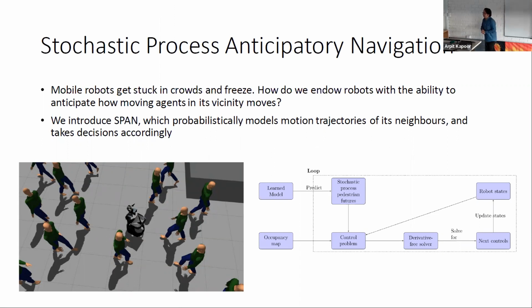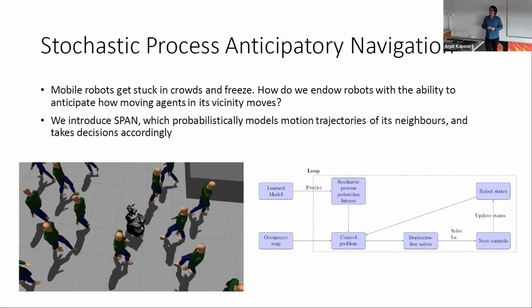The framework that is presented is stochastic process anticipatory navigation. Basically, there's an observation, if you will, that was made even in the 80s: for ground robots that are non-holonomic, that means they can't just move around, to go sideways you need to go ahead. For wheeled robots of this kind, it's very easy to freeze in the crowd, and they basically get stuck. And that is not ideal.